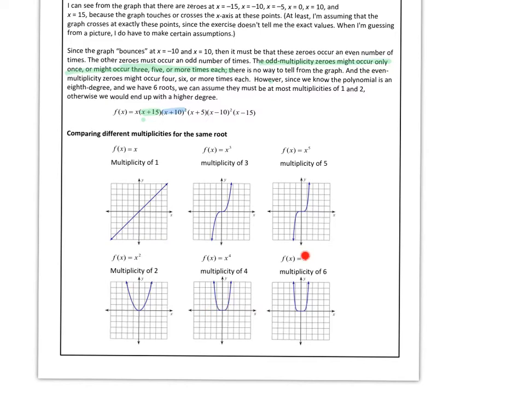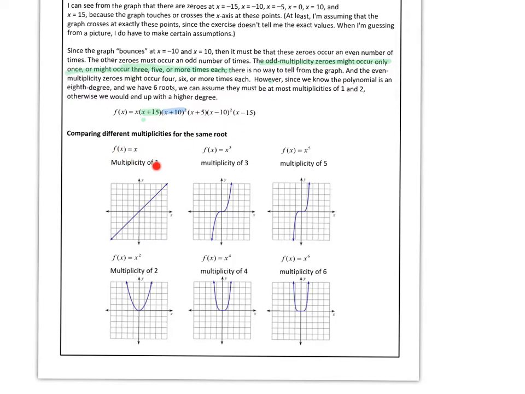Then you take a look at a power of 6. When the multiplicity is 6, it still only hits the one time, and it still bounces. But there's no real way to look at it and say that's a multiplicity of 2, 4, 6, 8, or any even number. So we tend to go with the lowest if we're coming up with it, but it could have been 2, 4, or 6 for any question.